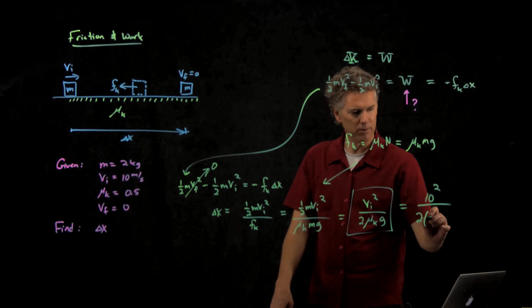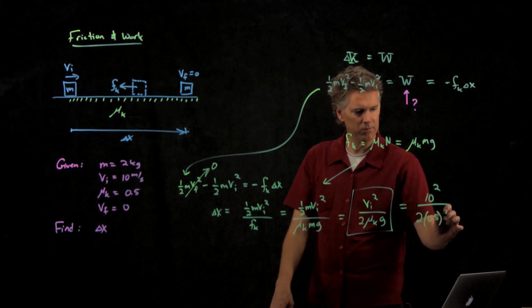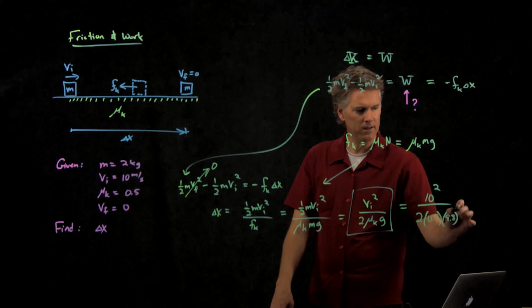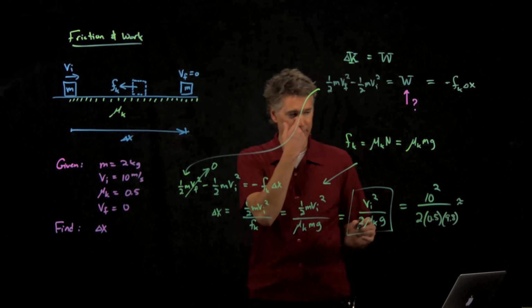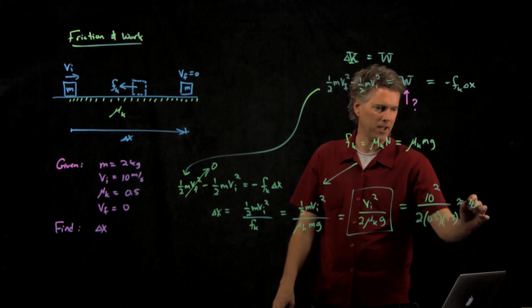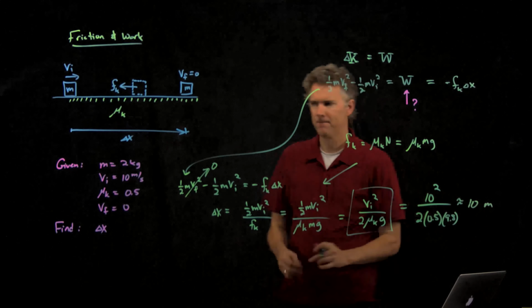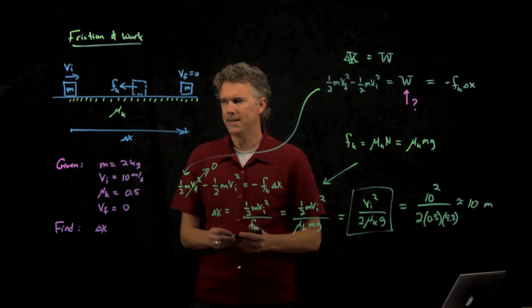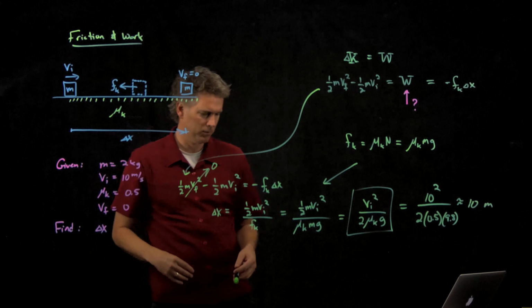2 times 0.5 times 9.8. Somebody can punch that into your calculator and figure out what it is. I'm going to say it's about 100 over 9.8, which is pretty close to 10. Okay, 10 meters. That's how far this thing would slide with those given numbers.